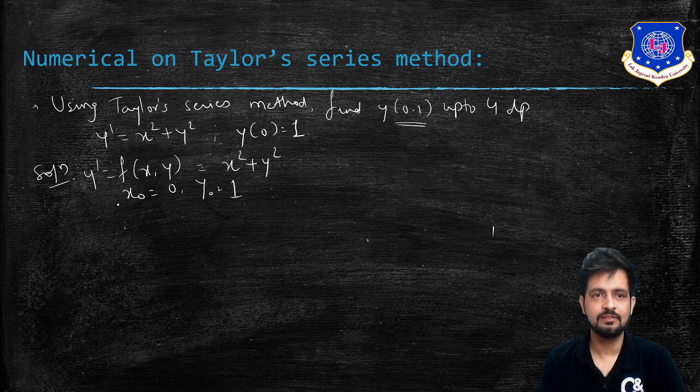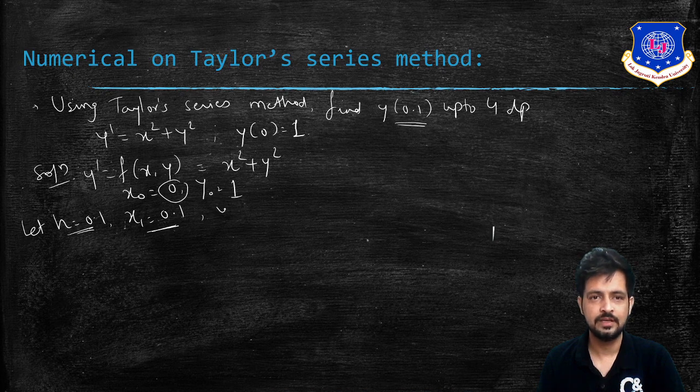How can I find the value of y of 0.1? See, y of 0.1 means I have to take x is equal to 0.1. So if I want x is equal to 0.1, then I have to take h is equal to 0.1, because x1 is equal to x0 plus h. So my x1 will be 0.1, h will be 0.1. We have to assume the value of h, okay? And we have to find the value of y1.